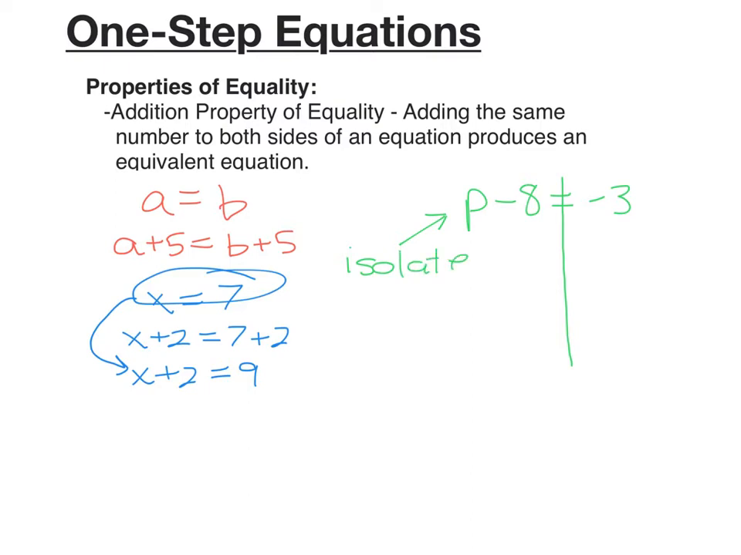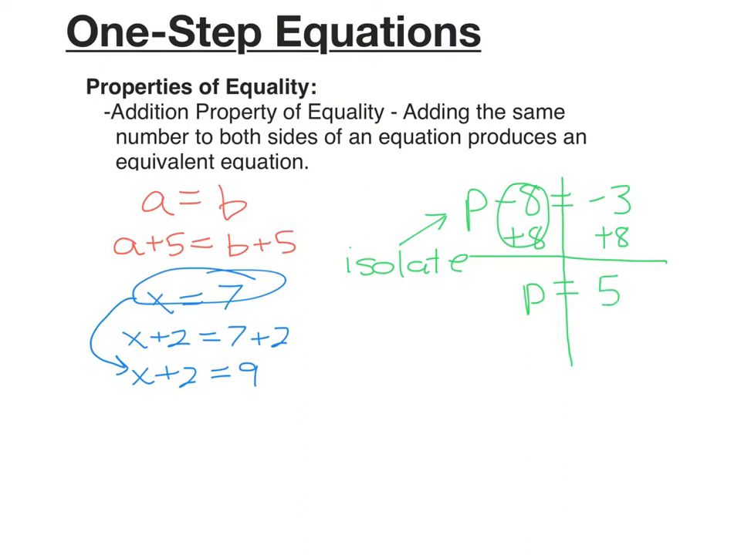Since this says p minus 8 equals negative 3, I know that if I add 8 to both sides, my equation will still be true. Negative 8 plus 8 gives me 0, and I'm left with p equals negative 3 plus 8, which is 5.